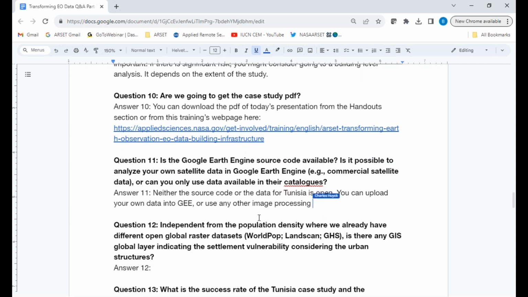Question 11, is Google Earth Engine source code available? Is it possible to analyze your own satellite data in Google Earth Engine? Or can you only use data available in their catalogs? Do you want to take this one?